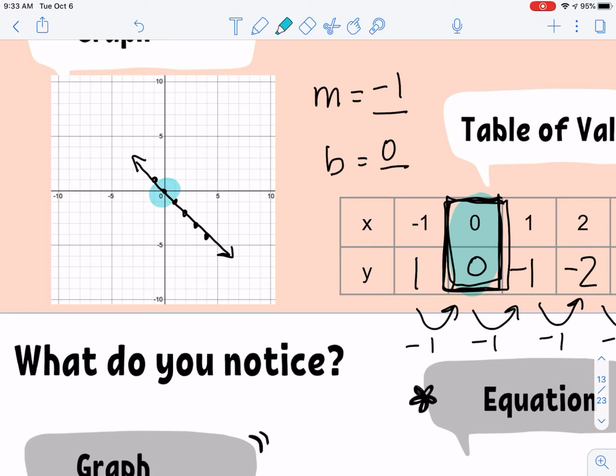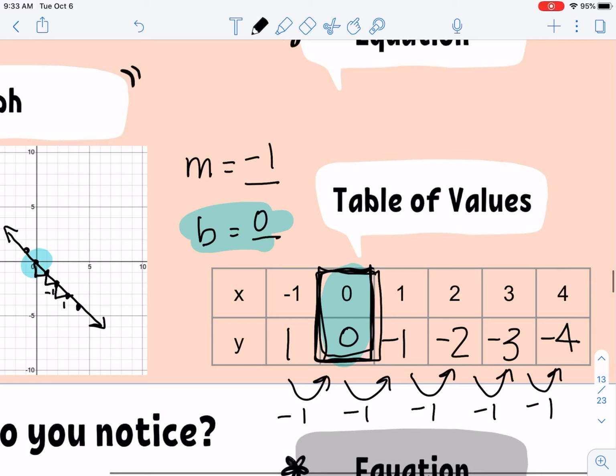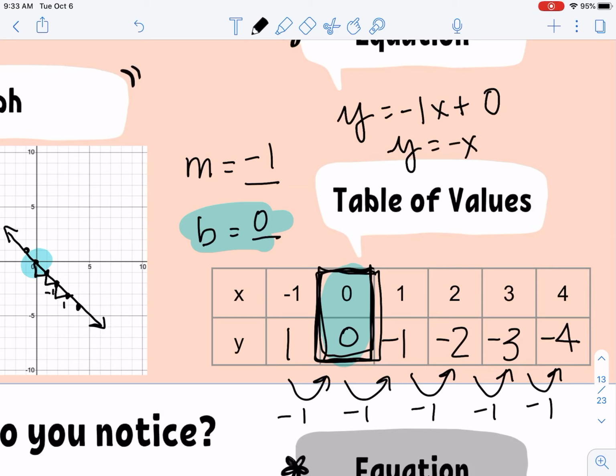The y-intercept is 0. Okay, I agree with my prediction. And the slope is negative 1, meaning instead of rising, I'm going down 1 to the right 1, down 1 to the right 1, down 1 to the right 1, which means negative 1 over 1. Okay, I like it. I'm going to write y equals negative 1x plus 0. Or if you want to just get fancy, you could say y equals negative x. We've done that problem a couple of times. Okay, that's all for now.